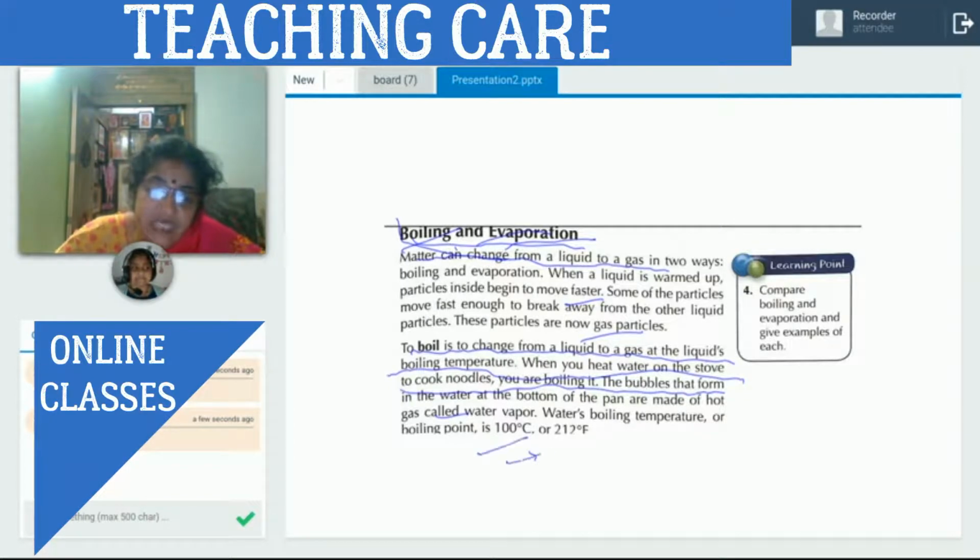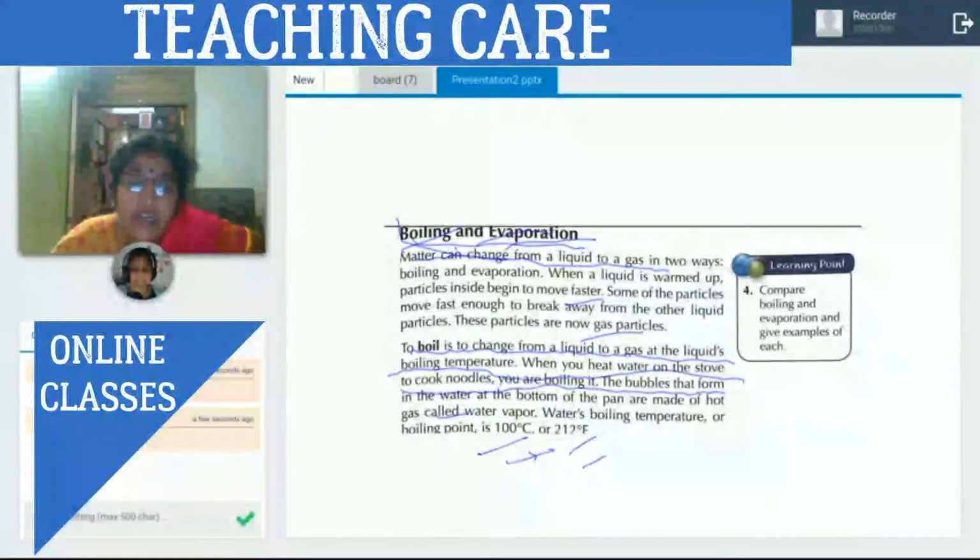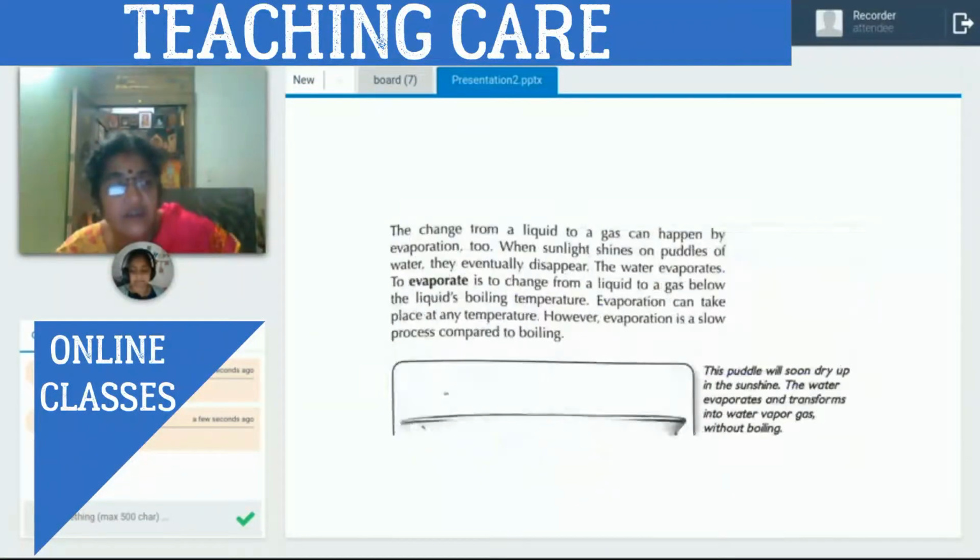Okay, if you tell it in Celsius, it is 100 degrees. But if you tell it in Fahrenheit, it's 212 Fahrenheit, right? Are you clear? That is the boiling point of water, okay?